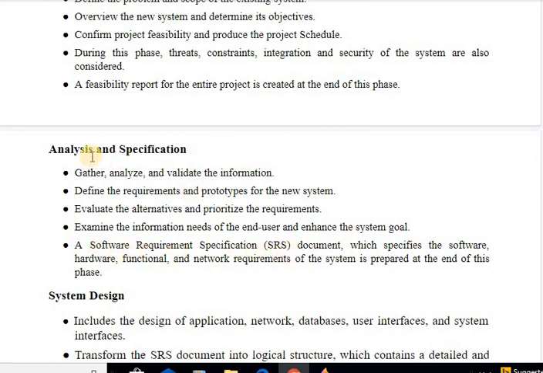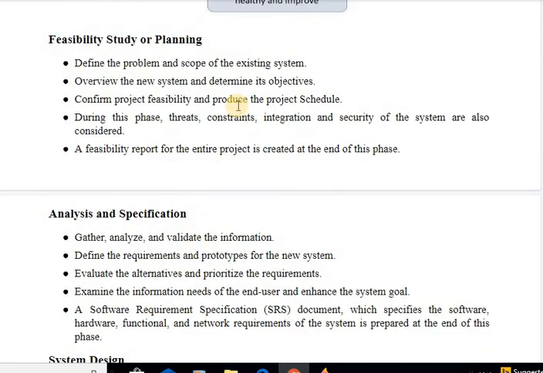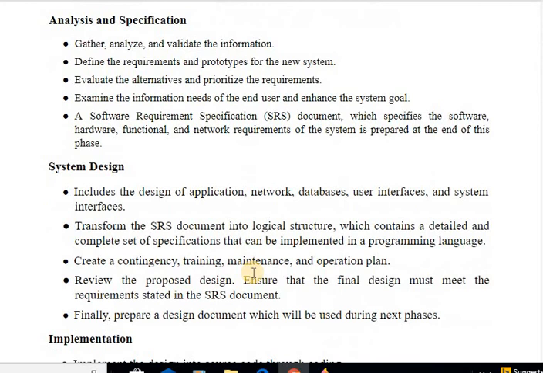The output of this phase is called the SRS document, software requirement specification, which specifies the software, hardware, functional and network requirements of the system. As I said, every phase has a certain output which is fed as input to the next phase. So this phase produces the SRS document, whereas in the planning or feasibility phase we created just a report, saying that developing such a system is feasible or not.